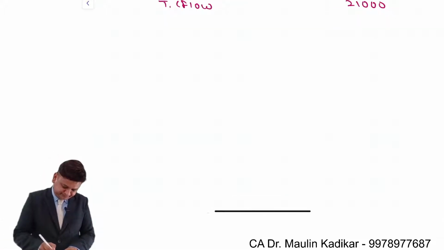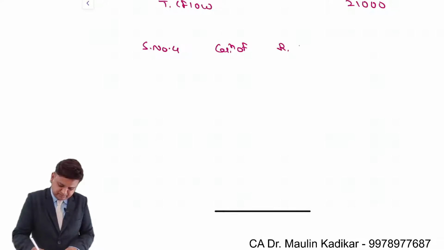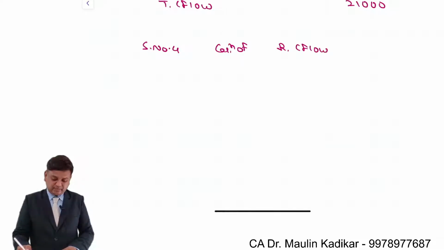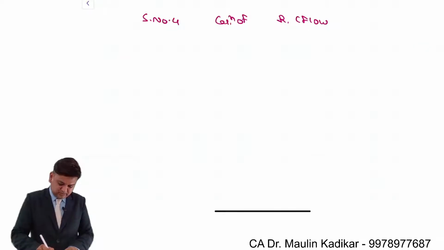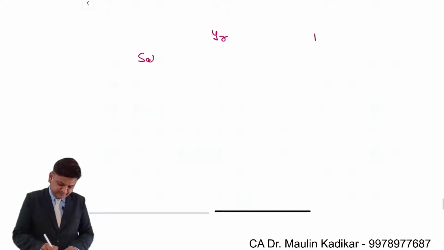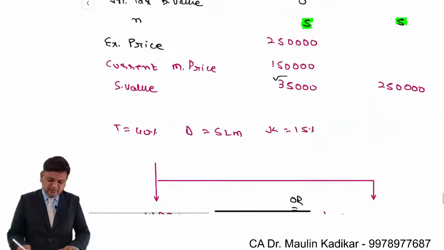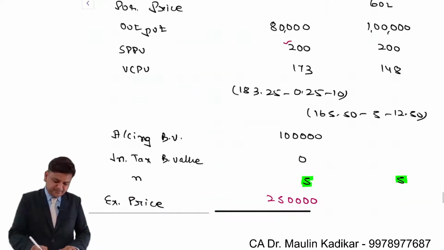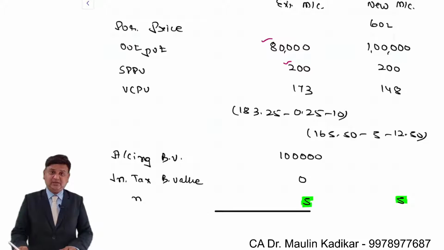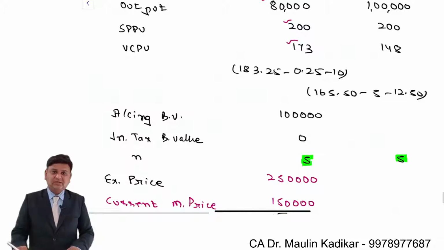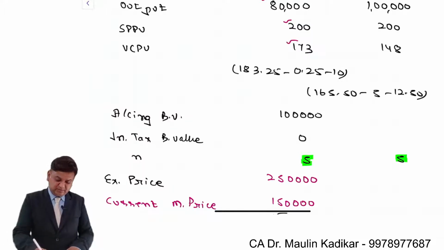Step number 4. Calculation of recurring cash flow. In that, I will answer only for the first year. Sales: the selling price per unit is provided to us as 200 and the number of units is 80,000. That will give the total sales value. Cost: it is 173 rupees per unit.